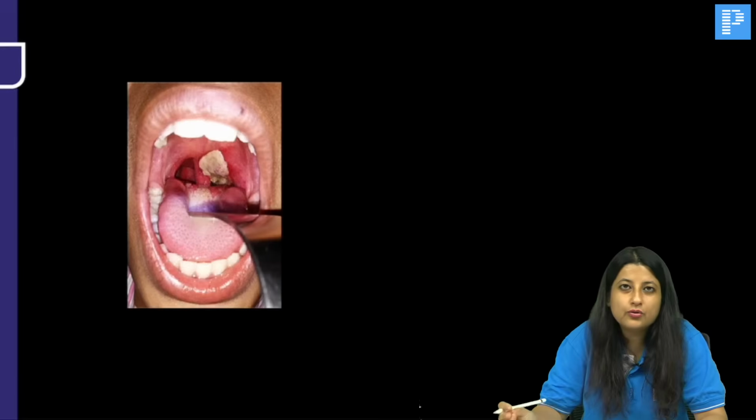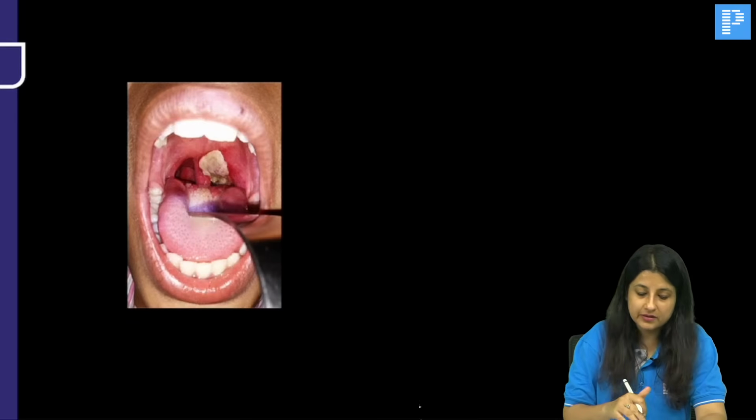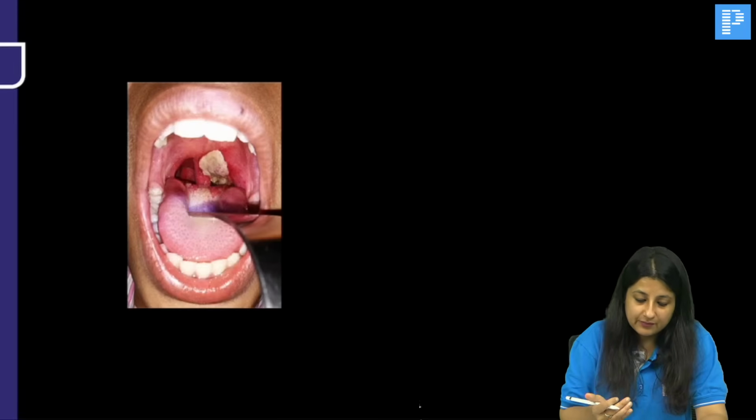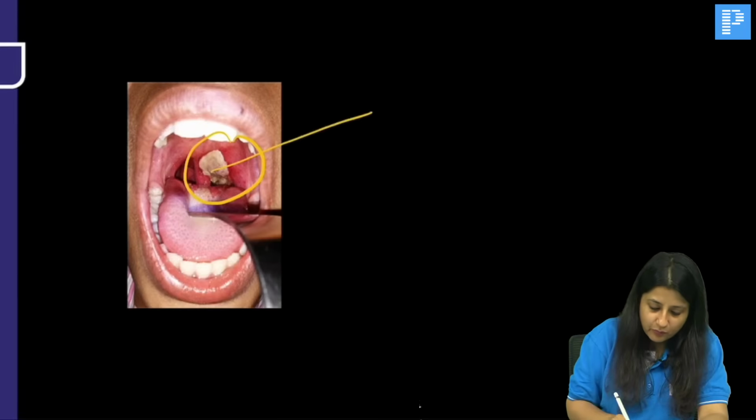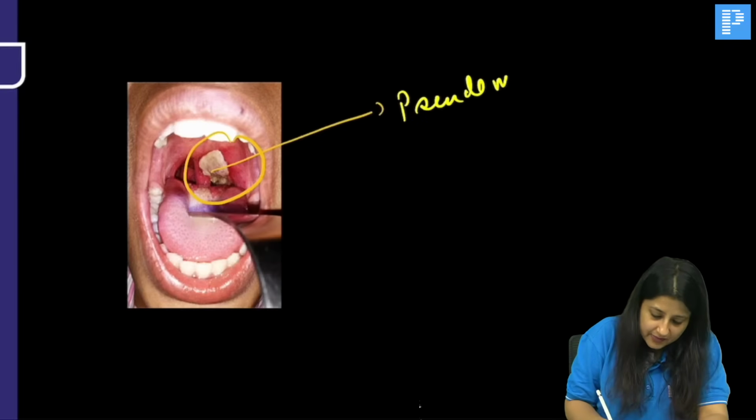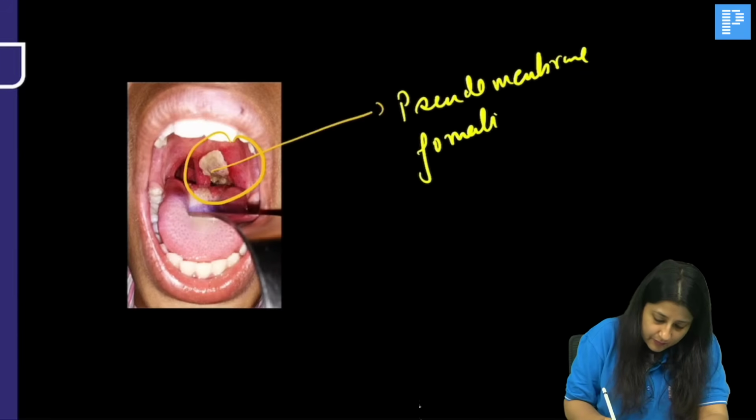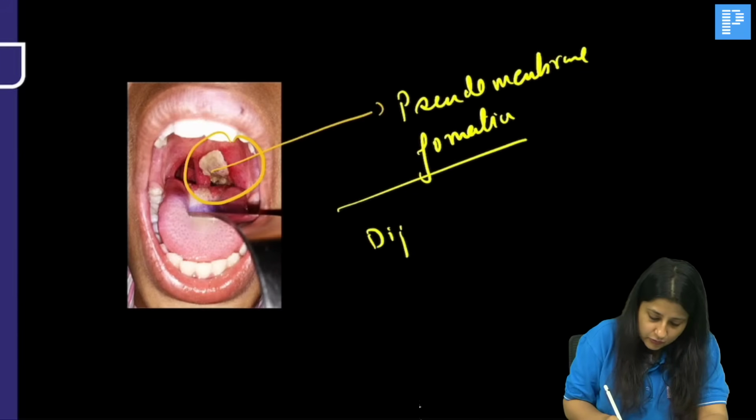I'm just going to show you those images which have come in different exams, exactly picked up images, and what are the chances of it coming also. This is what is very important over here, pseudomembrane formation. This is pseudomembrane formation, a characteristic feature of diphtheria.